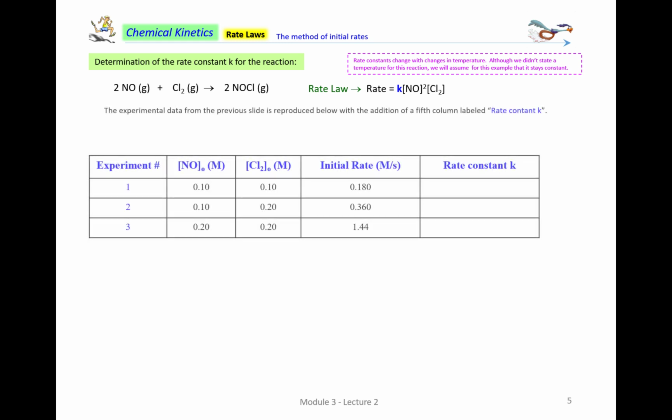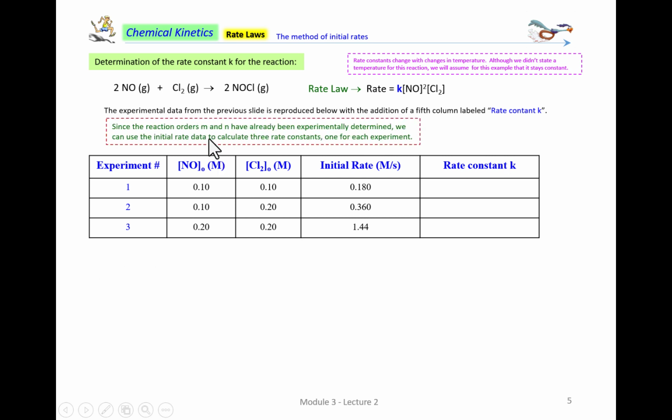Okay, so here's the experimental data from the previous slide reproduced here, and we've added another column that we're calling rate constant. And since the reaction orders m and n have already been determined, we can use the initial rate data to calculate 3 rate constants, 1 for each experiment. And let me show you how here.